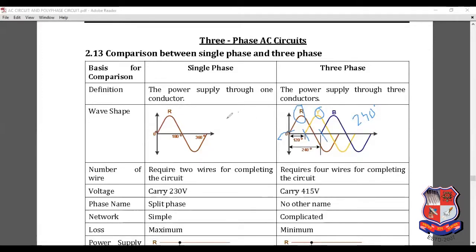We have one general equation, and that is 360 degree divided by n, where this n stands for number of phases. If suppose we are talking about 3-phase, right now we are learning about the 3-phase. So 360 divided by 3, it means 120 degree electrically apart from each other. All the coils and all the conductors are 120 degree electrically apart from each other.